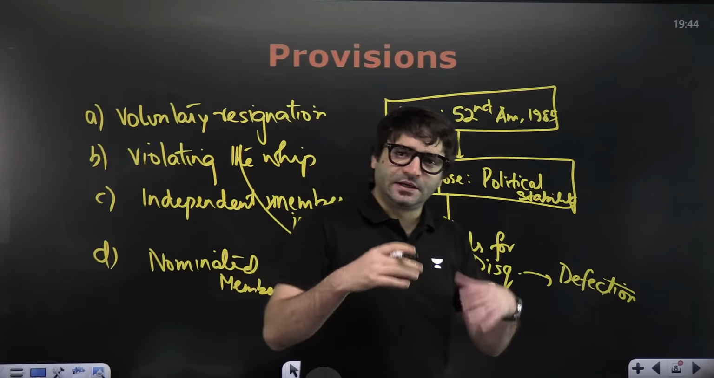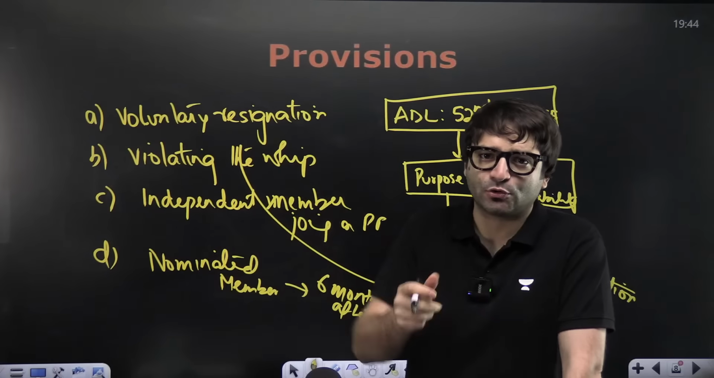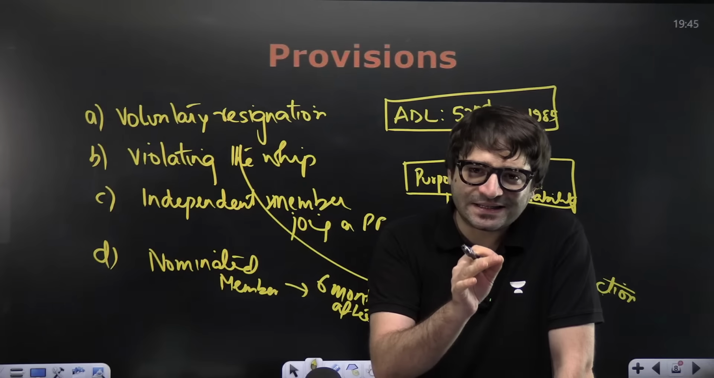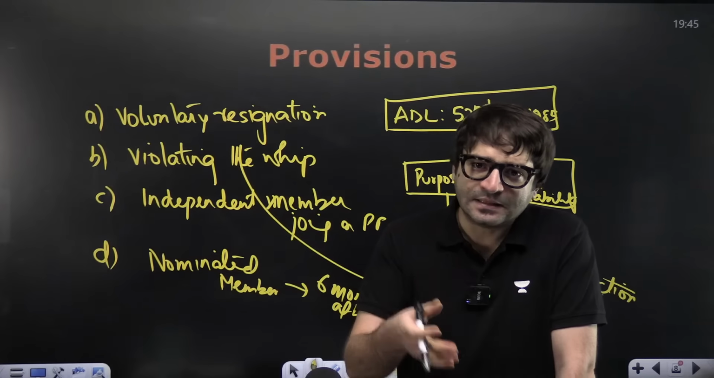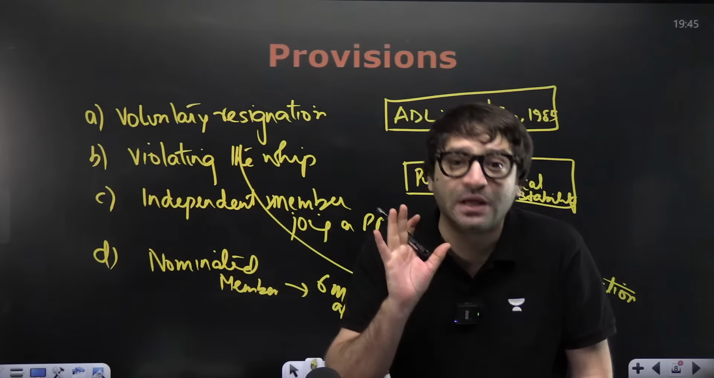You can write it in points. You can probably draw a diagram because of the limited space. I could not do that. And then you have to also discuss who is the decision-making authority. And the decision-making authority is the chairman or the speaker, as the case may be.